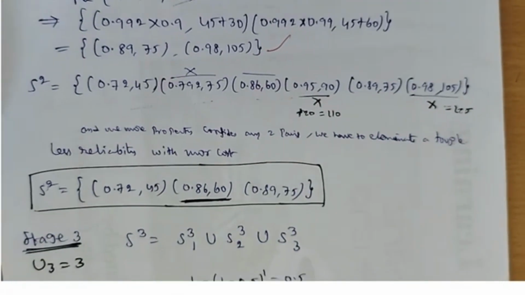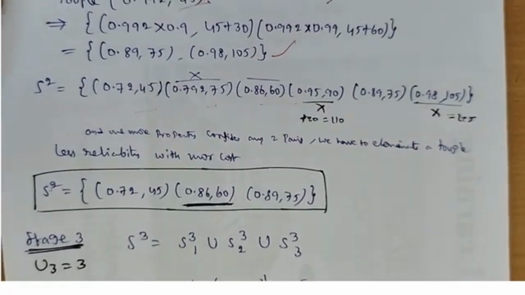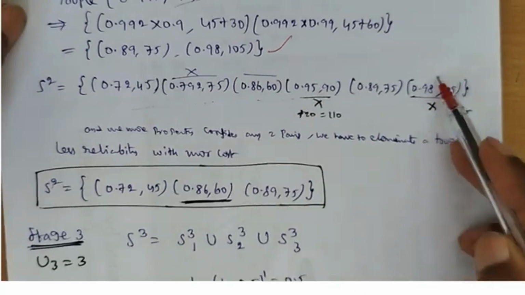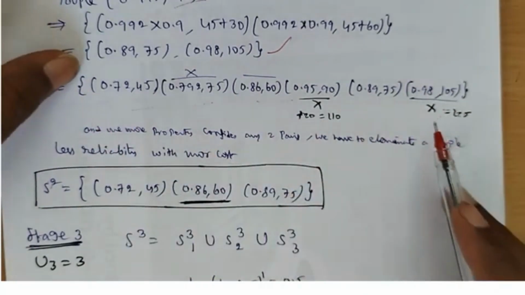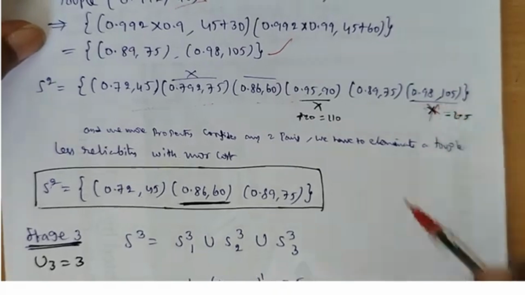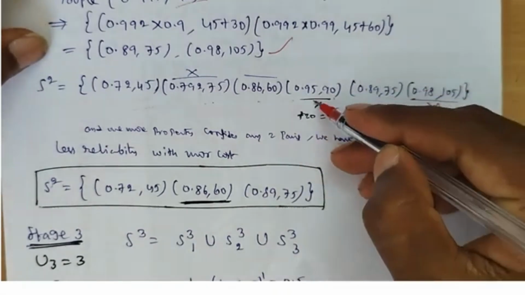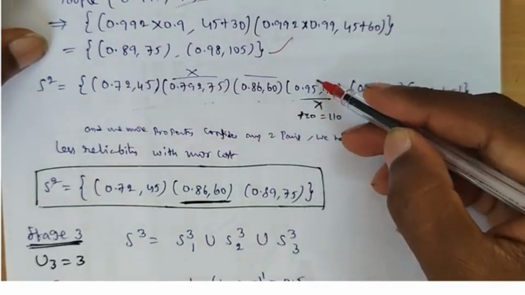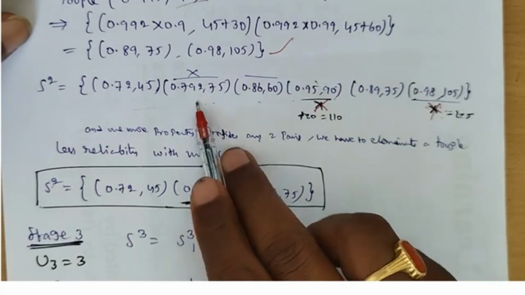Here what we have to do is check the maximum capacity. The maximum capacity is 105, so only this part contains 105. If we consider this, the remaining will not be added, so we are removing this part. And what about this one? This one is also 90, the reliability is high and the cost is also high, so it is also not possible.